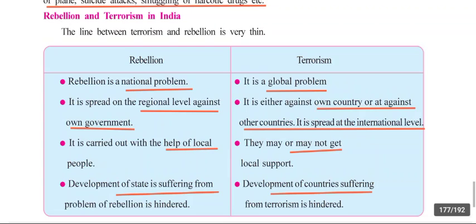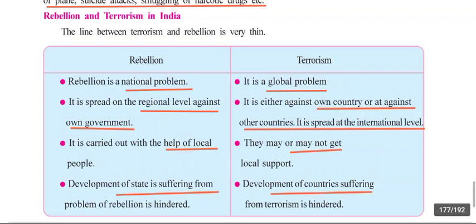Rebellion is a national problem. That means rebellion is an internal problem of a nation. Let me tell you clearly. Right now, if farmers are protesting against the government, that is not a terrorism. Number one thing, it is a kind of a rebellion. They are rebelling against the laws of government. They are people of India, and they are not doing it in some other foreign country. They are doing it against their own government. So that is not terrorism.